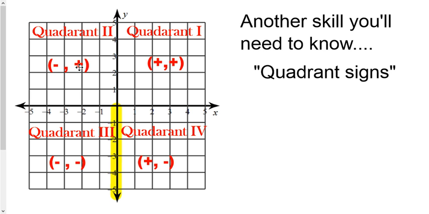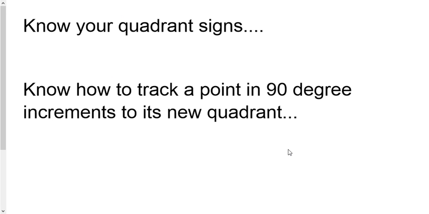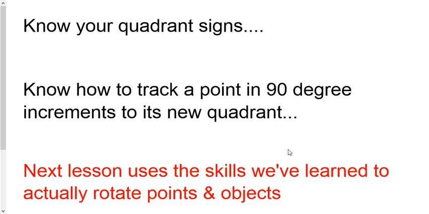The reason I'm going through and showing it to you like this is I don't want you to just memorize this. I want you to be able to figure it out as needed. Okay, so if you can follow how your quadrant signs are and be able to track how a point would jump to a different quadrant in 90-degree increments, I'll be able to show you how to rotate points of objects in the very next lessons.